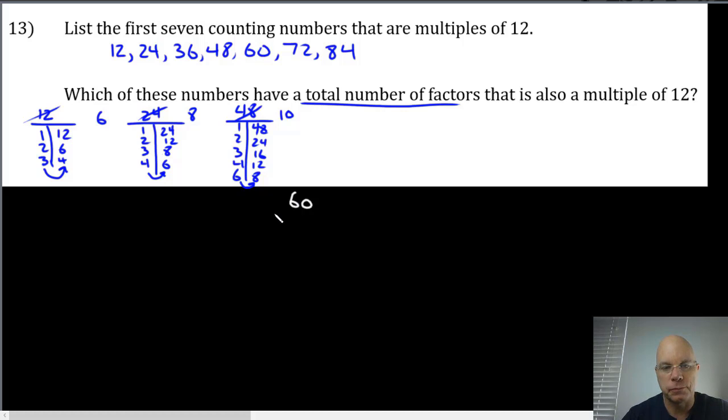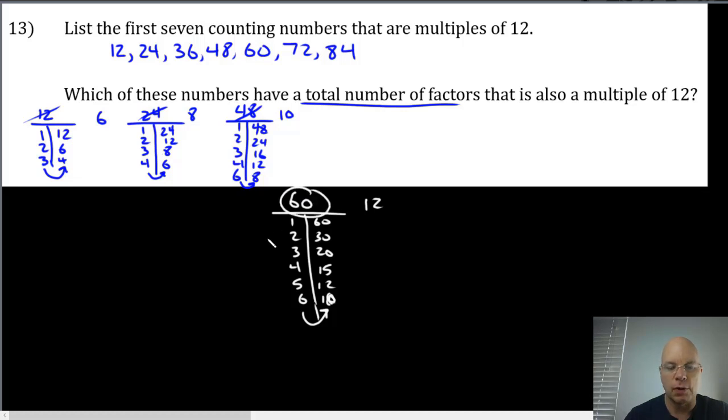60: 1 multiplied by 60, 2 multiplied by 30, 3 multiplied by 20, 4 15s is 60, 5 12s is 60, 6 10s is 60, 7 doesn't work, 8 does not work, 9 doesn't work, that's it. So 2, 4, 6, 8, 10, 12. 12 factors, and 12 is a multiple of 12, so 60 is one of the answers.